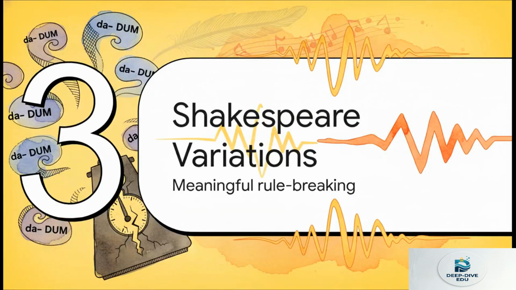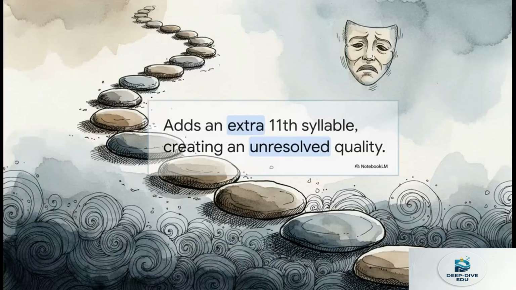All right, Section 3. Shakespeare's meaningful variations. This is where we get into meaningful rule breaking. Now, Shakespeare wrote mostly in iambic pentameter. That's 5 iambs per line, 10 syllables total. Da-dum, da-dum, da-dum, da-dum, da-dum. But here's the ultimate secret. He established this perfect baseline specifically so he could act as a calculated rule breaker.